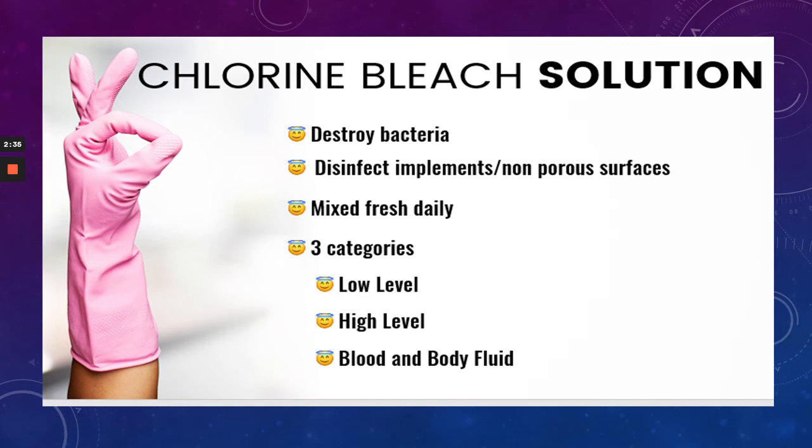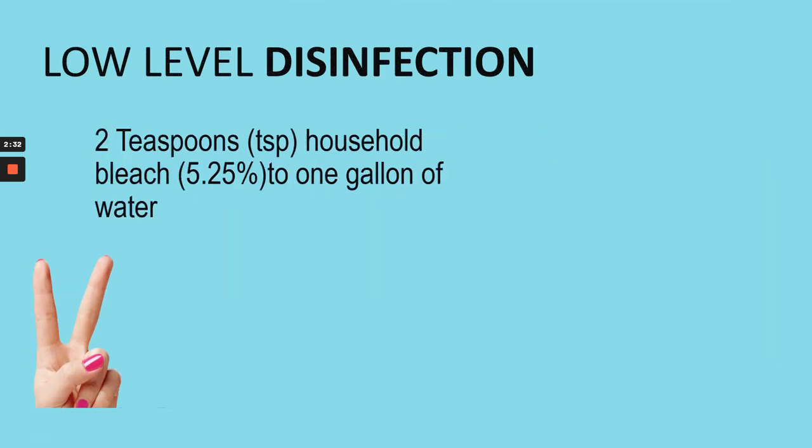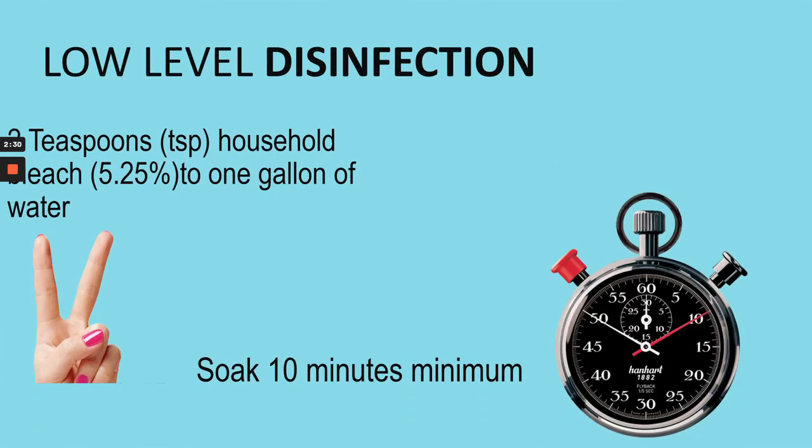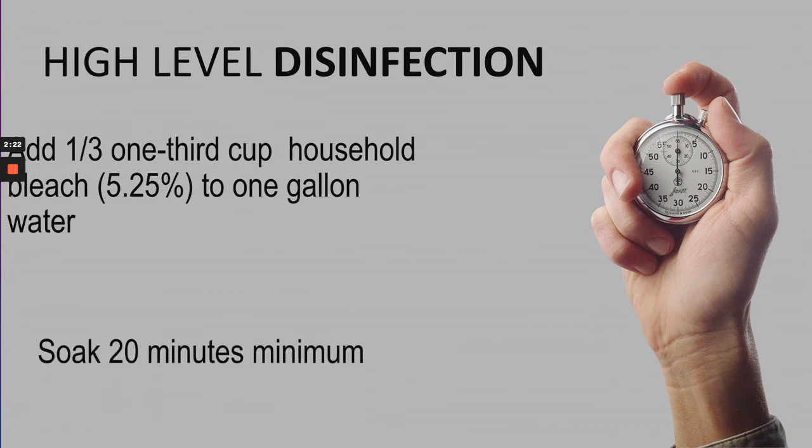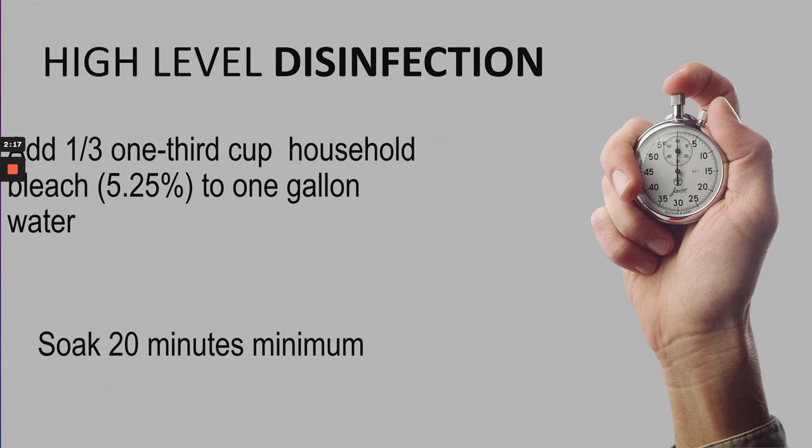Let's take a look. Low level disinfection, you're going to mix 2 teaspoons of household bleach to 1 gallon of water, and you're going to soak for 10 minutes. For a high-level disinfection, you want to add 1/3 cup of household bleach to 1 gallon of water, and you're going to soak for 20 minutes.